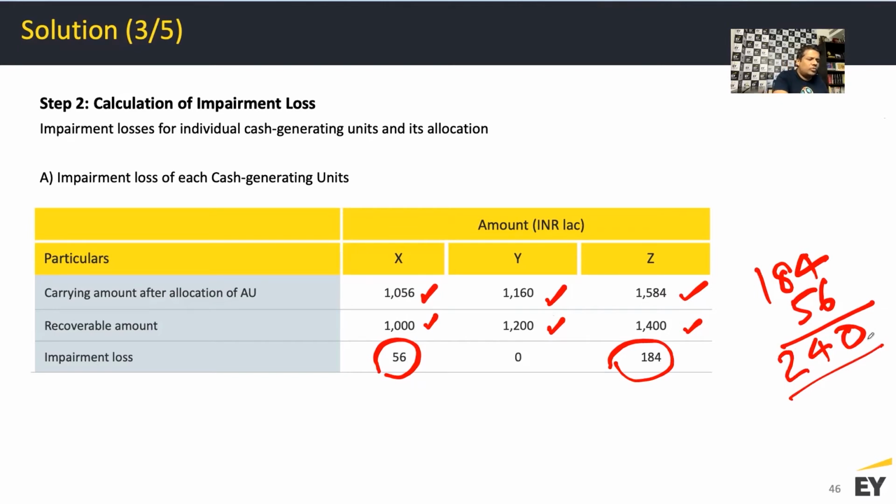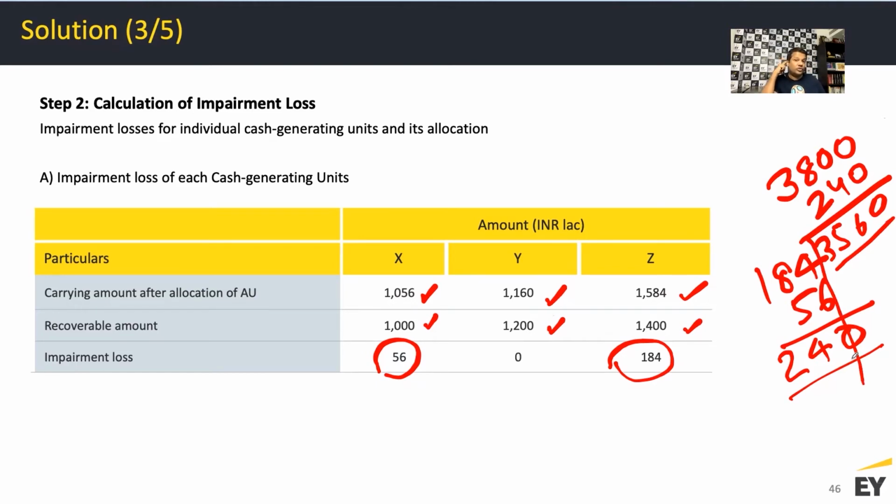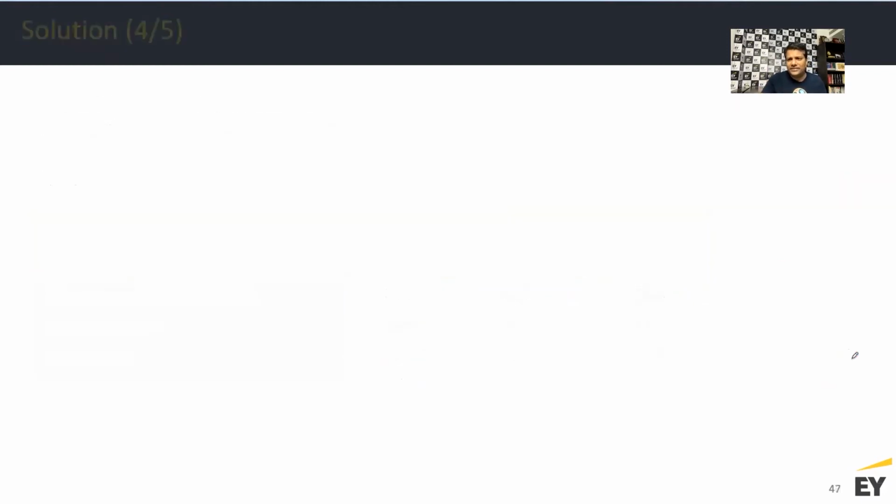So what was my carrying amount? My carrying amount was 3800, and 3800 minus the 240 impairment loss I'm going to record gives me 3560. 3560 is my revised carrying amount after recording this impairment. I'm going to now compare this revised carrying amount. I'm going to add to it the other corporate unit which is unallocated, determine the total, and then allocate in terms of the overall corporate loss, if I have an overall impairment loss also.